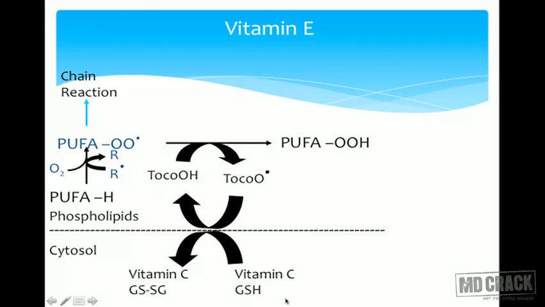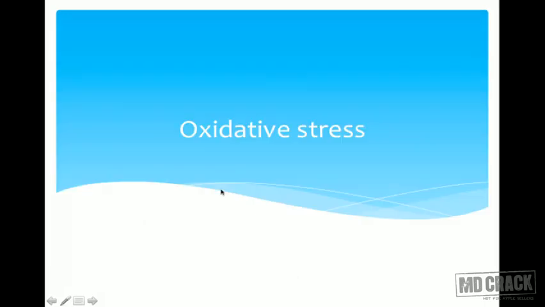It could even be glutathione which is doing this, and they are regenerated back using NADPH. So basically we have seen that vitamin E acts as a chain breaking antioxidant. Vitamin C also can act as a chain breaking antioxidant because of its reaction with vitamin E.